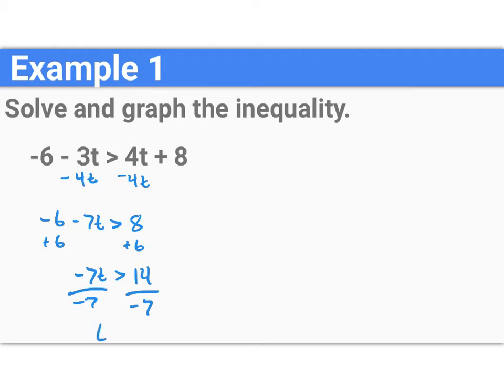because my t must be positive 1. It can't be negative 1. It can't have a negative number in front of it. And when I multiply or divide by a negative, I have to flip the sign. So flip the sign: t is less than negative 2.